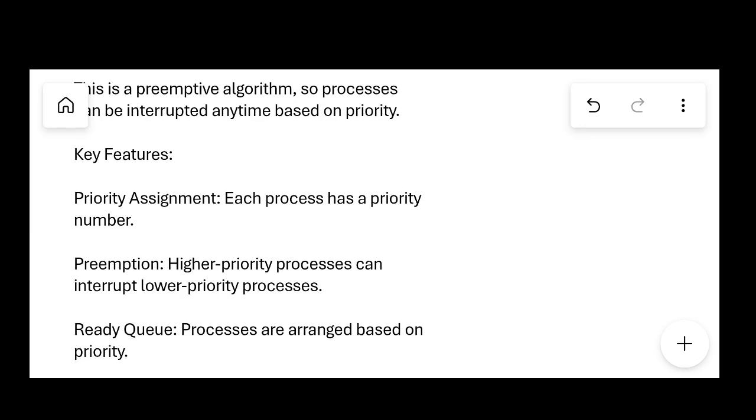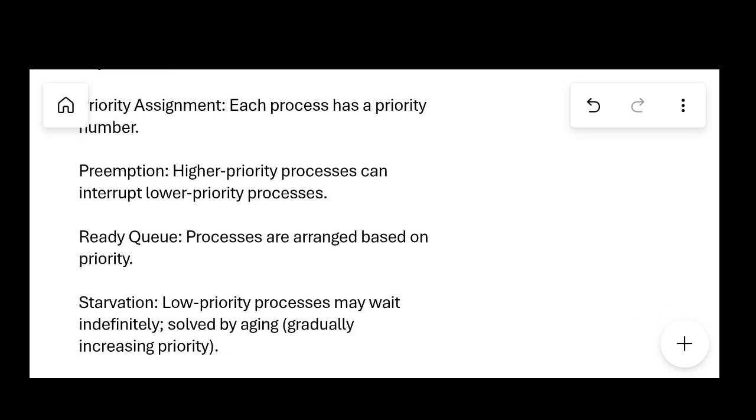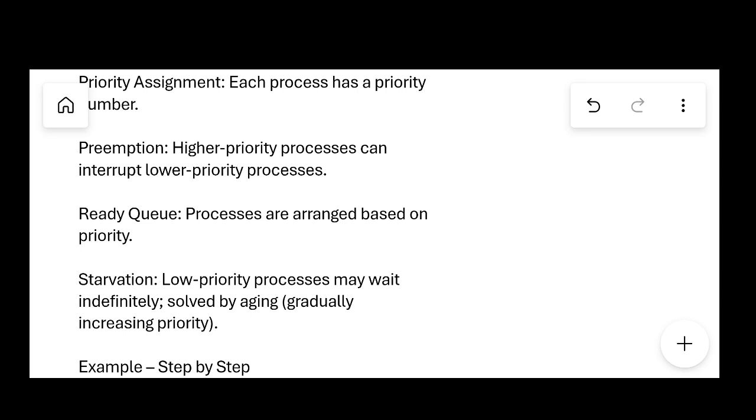Now key features. Priority assignment: each process has a priority number. Then preemption: higher priority processes can interrupt lower priority processes. Then ready queue: processes are arranged based on priority. Then starvation: a low priority process may wait indefinitely, solved by aging, gradually increasing priority.